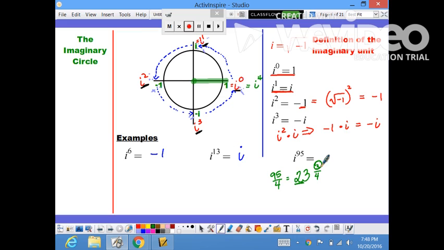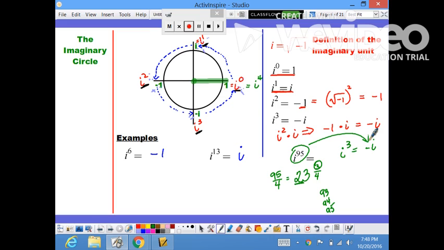So if we go around this circle 23 times, when we start over fresh at 92, we're going to go to 93, 94, and then 95. Well, that just happens to be i to the power of 3. And according to our earlier suspicions, i to the power of 3 is -i. Therefore, i to the power of 95 is -i also.